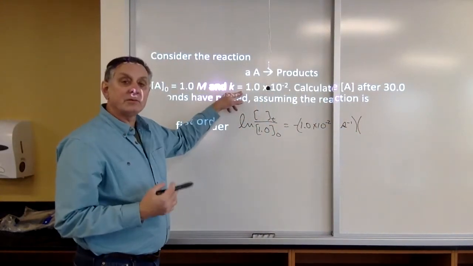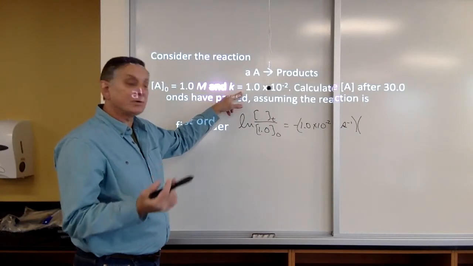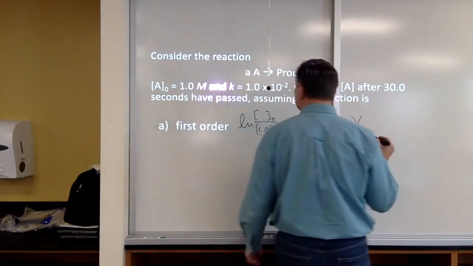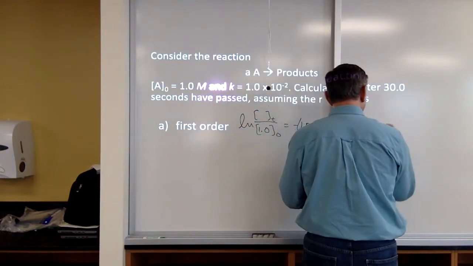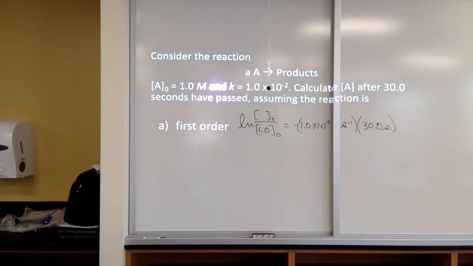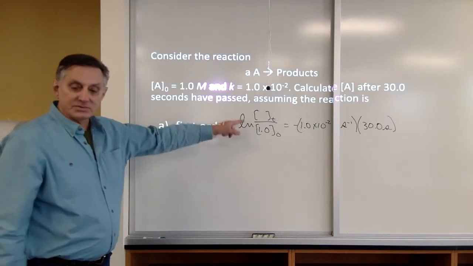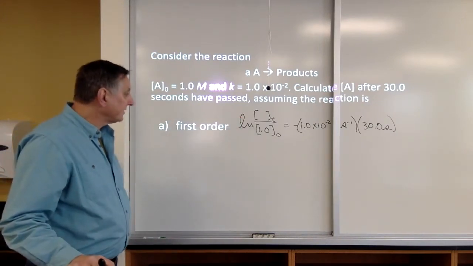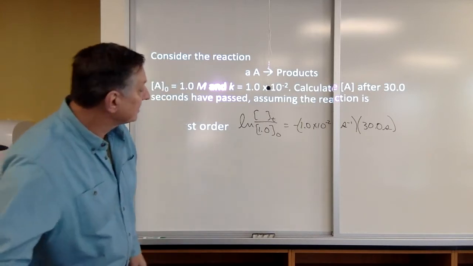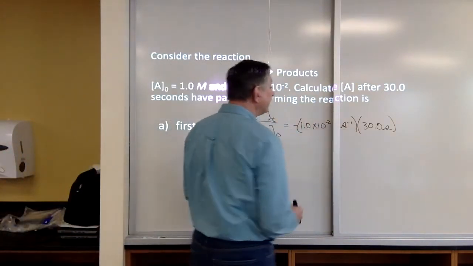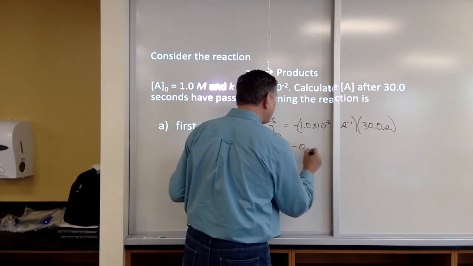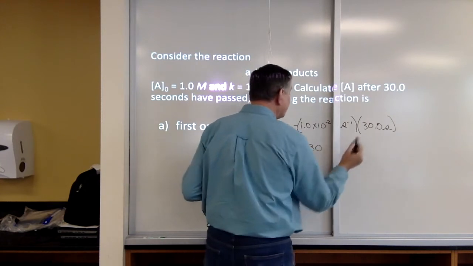And remember that the units of K will change depending upon if it's first order or second order. So then, after 30.0 seconds, now there's only one thing we don't know. That's the natural log of concentration at 30 seconds. So if this is 0.01 times 30, this gives us minus 0.30. Units cancel.